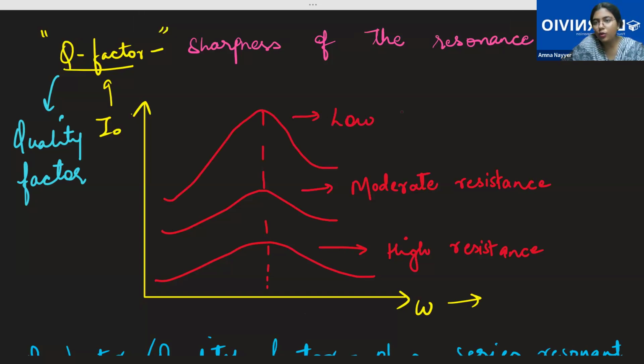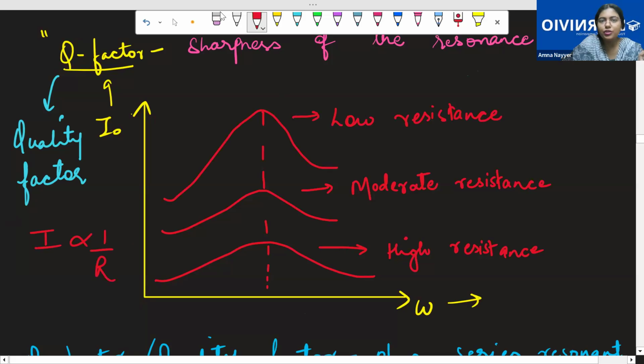This will be low value for resistance. Now, why? Because current is maximum. So current and resistance are inversely proportional to each other. That's why this sort of graph. So how sharp your resonance is given by this term, quality factor.